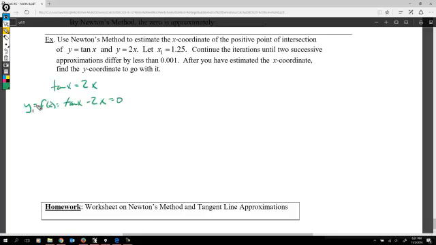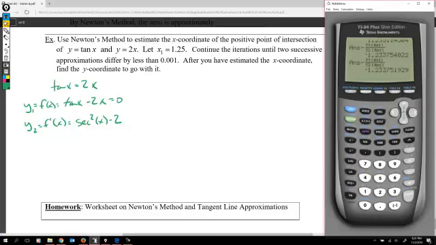I'm going to plug this into my y1, just like I did before. My y2 is going to be the derivative. If I take the derivative, I get secant squared minus 2. Again, I'm going to do the same thing I just did, so we'll go back to our calculator. I had already plugged these in, so if I go to my y equals screen, I plug these into y3 and y4. Here's how they look in my calculator. I'm going to set up the same thing, so first I'll input 1.25 as my initial guess.